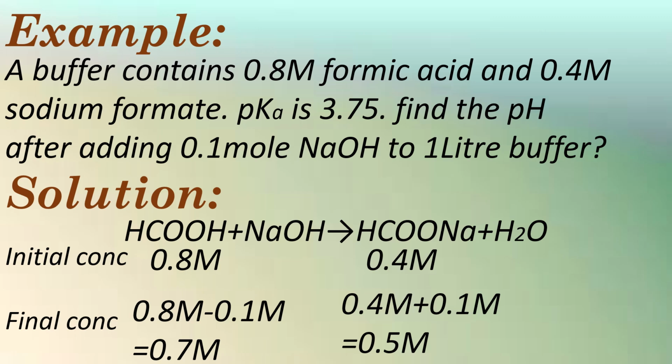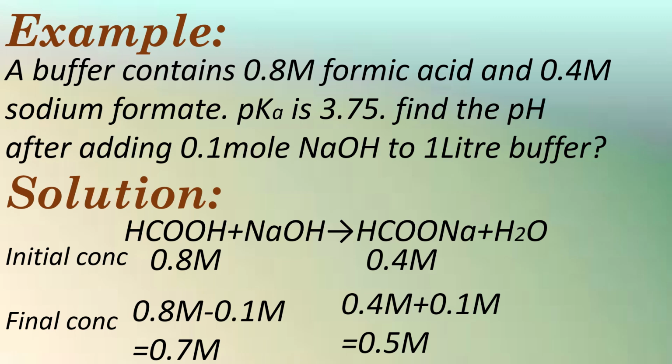So the final concentration: 0.1 molar NaOH reacts with 0.1 molar formic acid to form 0.1 molar product. So the formic acid is 0.8 molar minus 0.1 molar, equal to 0.7 molar. On the other hand, sodium formate is 0.4 molar plus 0.1 molar. It becomes 0.5 molar. So the final concentration of formic acid and sodium formate we have calculated.